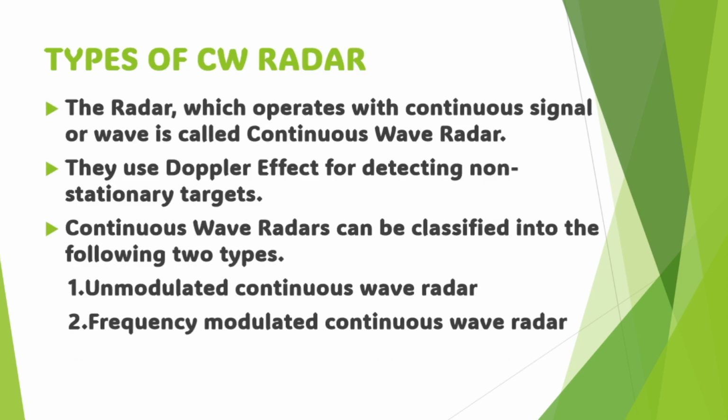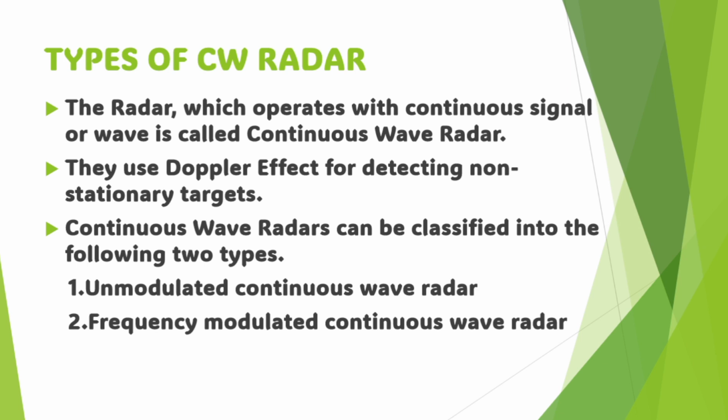Next, come to the types of continuous wave radar. I have already explained that radar is classified into two types. The first one is pulse, the second one is continuous wave radar. A radar which operates with a continuous signal is called a continuous wave radar. It uses the Doppler effect for detecting non-stationary targets.